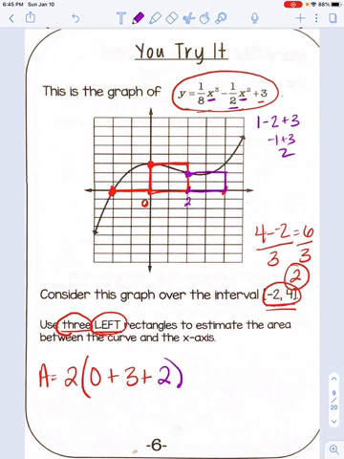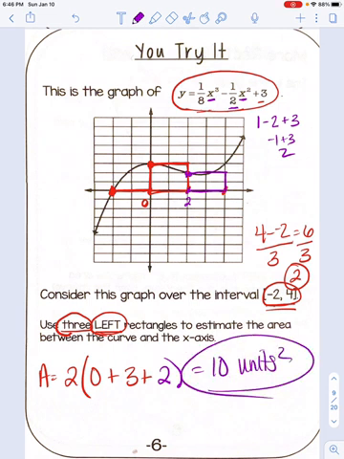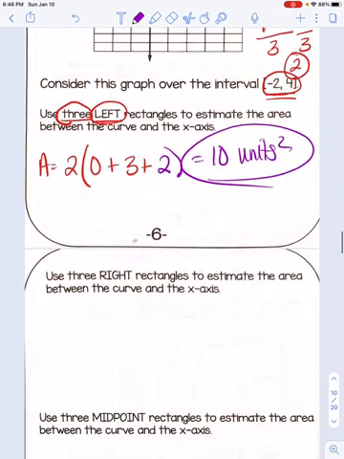And if doing the fractions and the powers makes you uncomfortable, you can type that into your calculator if this was a calculator active problem, and go to your table. That would be fine. But I don't think that algebra was ridiculous. So let's see, 3 plus 2 is 5, and 5 times 2 is 10. So 10 units squared is the area. I would say this one's going to be an underestimate. I feel like we have more unders than we do overs.